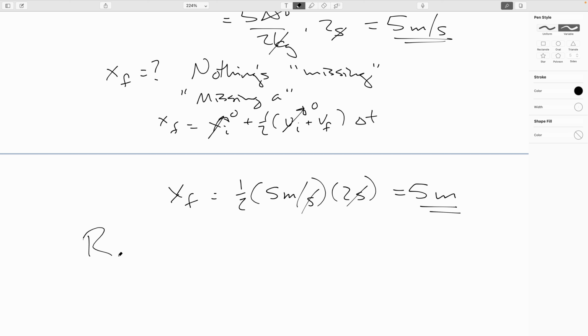Okay, so now we're into the review process. The units check. We were checking that as we went along. And the answers don't seem totally out of the realm of reality. Something going at 5 meters per second seems totally plausible, and so does it moving 5 meters in 2 seconds. So we'll go ahead and say that's plausible, and that checks out.